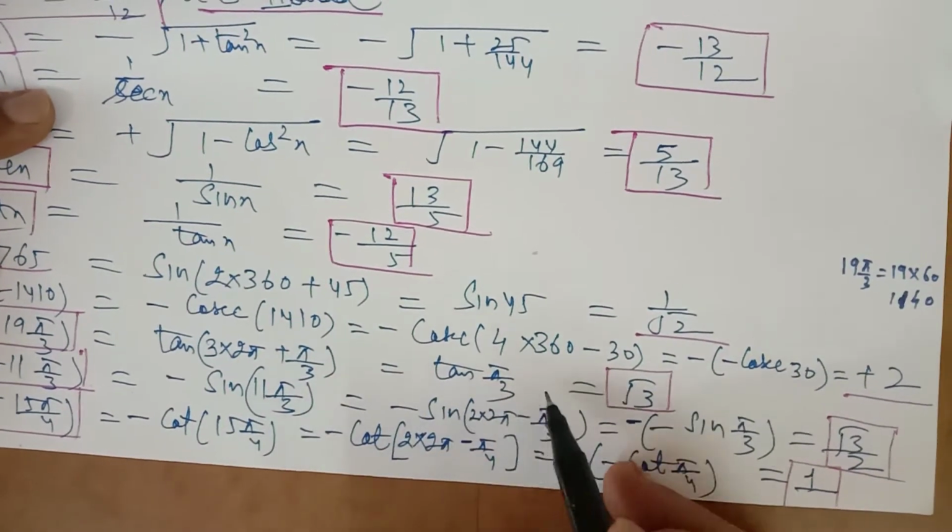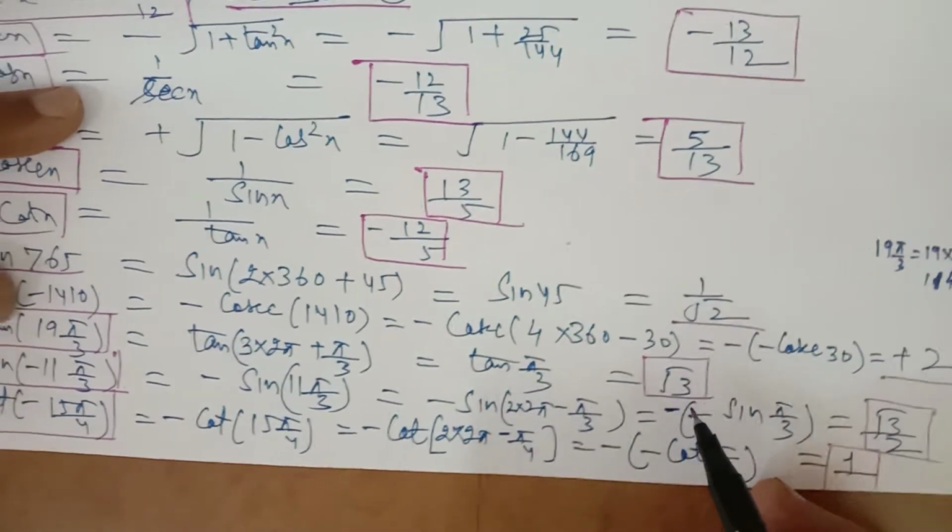360 plus theta is in the first quadrant, so tan will be positive, and theta is pi by 3, and tan 60 is root 3.